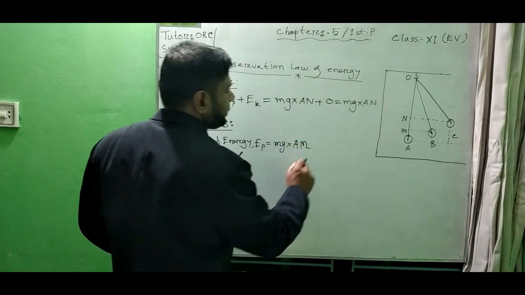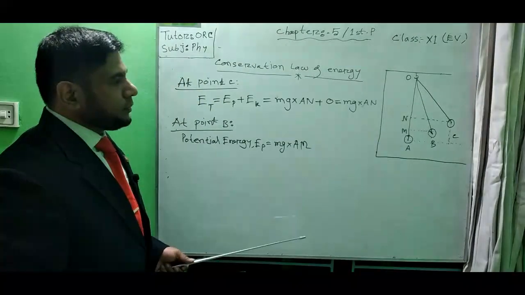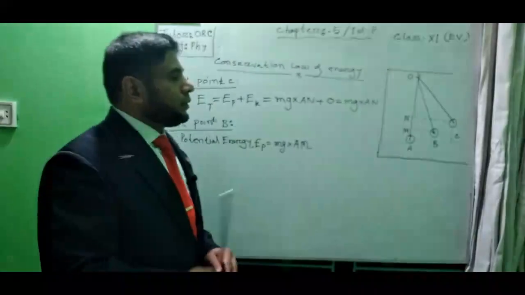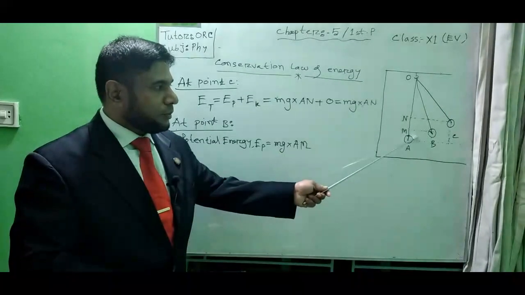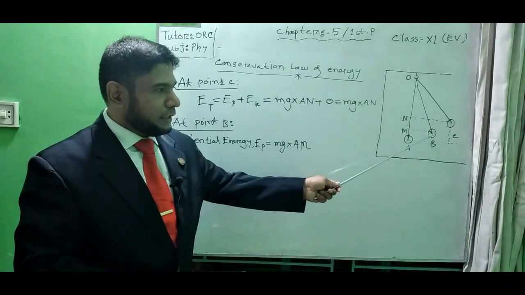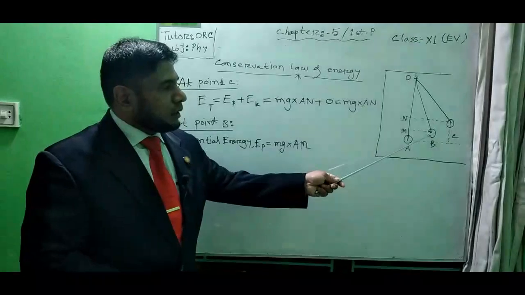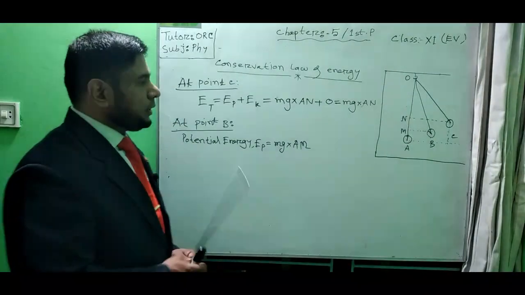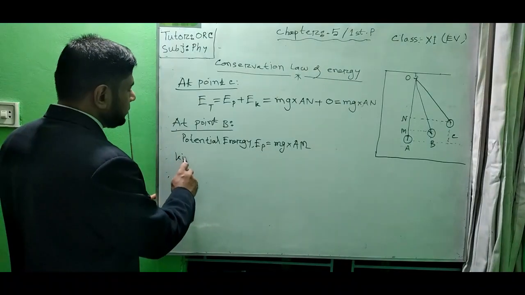Now we will find out the velocity at point B to find out the kinetic energy at point B, as the object at point B is in moving position. So here we will get kinetic energy also. So let us find out the kinetic energy here.